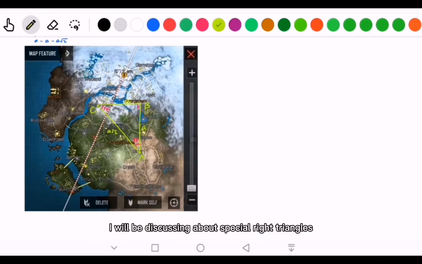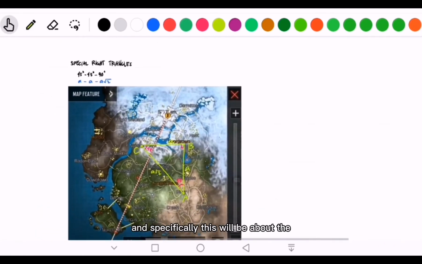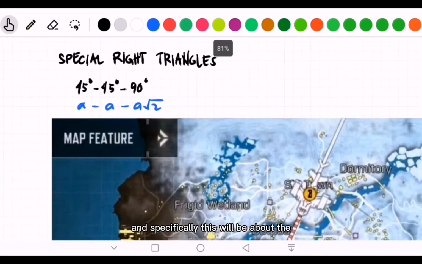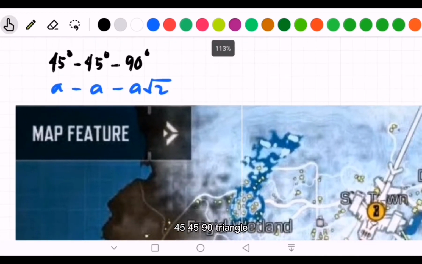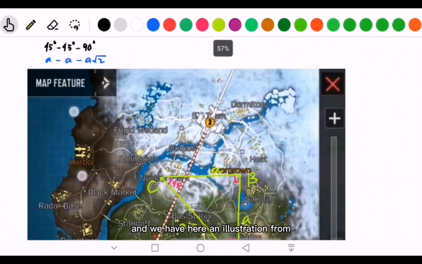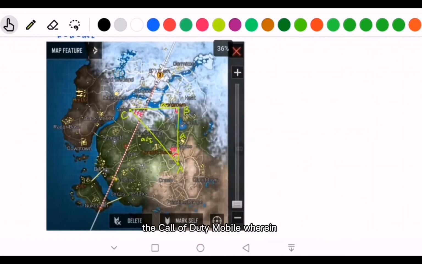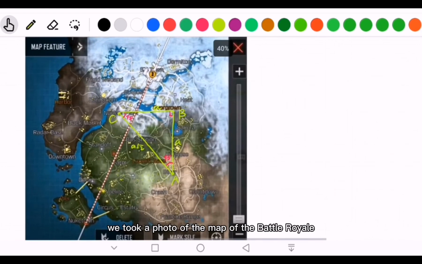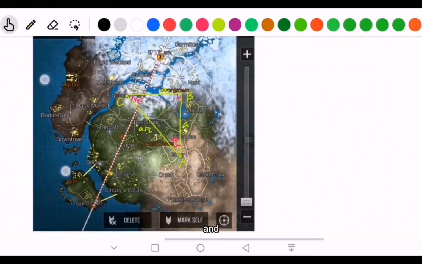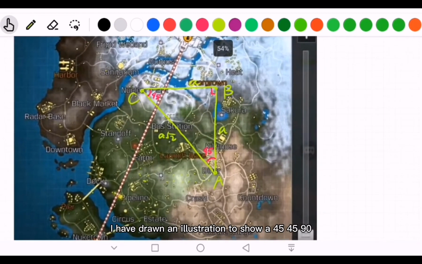In this video, I will be discussing special right triangles, and specifically this will be about the 45-45-90 triangle. We have here an illustration from Call of Duty Mobile, wherein we took a photo of the map of the Battle Royale, and I have drawn an illustration to show a 45-45-90 triangle right here.